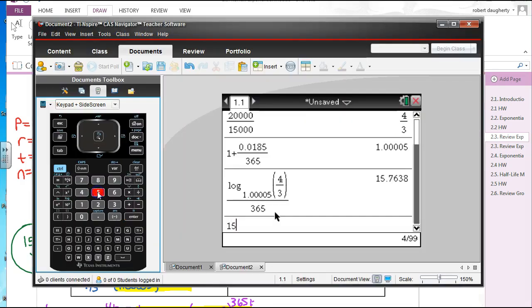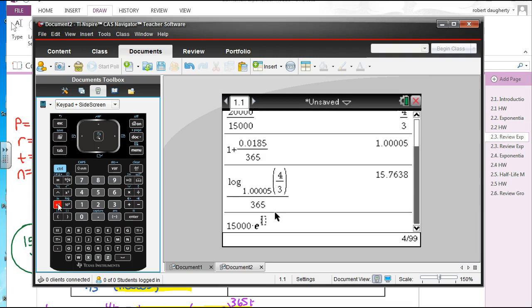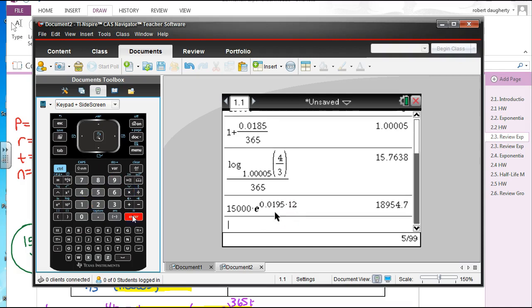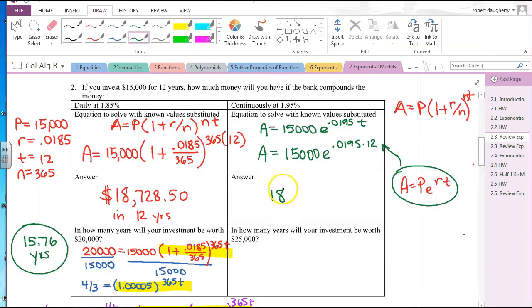So 15,000 times e raised to the 0.0195 times 12, and that's 18,954.7. So that is $18,954.70. How long? That's time. That's the exponent. That's logarithms.